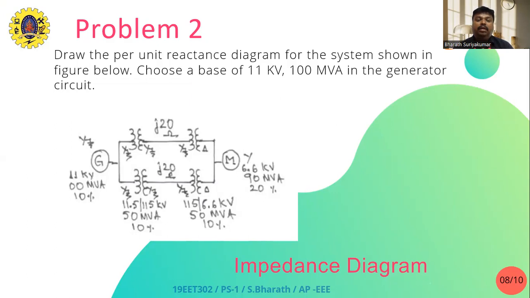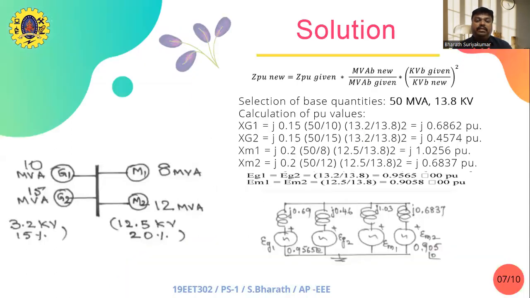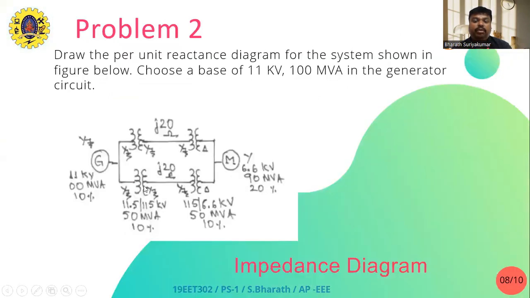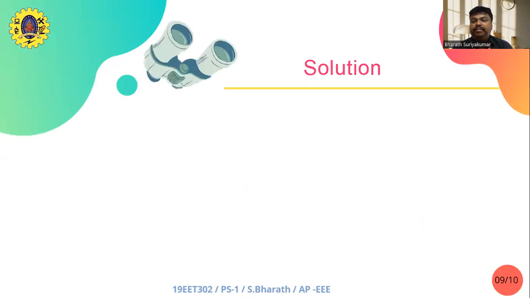How have we solved it in the previous case? Using the same formula: Z per unit new is equal to Z per unit given into MVAB new by MVAB given into KVB given by KVB new the whole square. You're going to substitute all these values and draw the reactance diagram. The solution of this I'll explain in the next video. You just try it out.